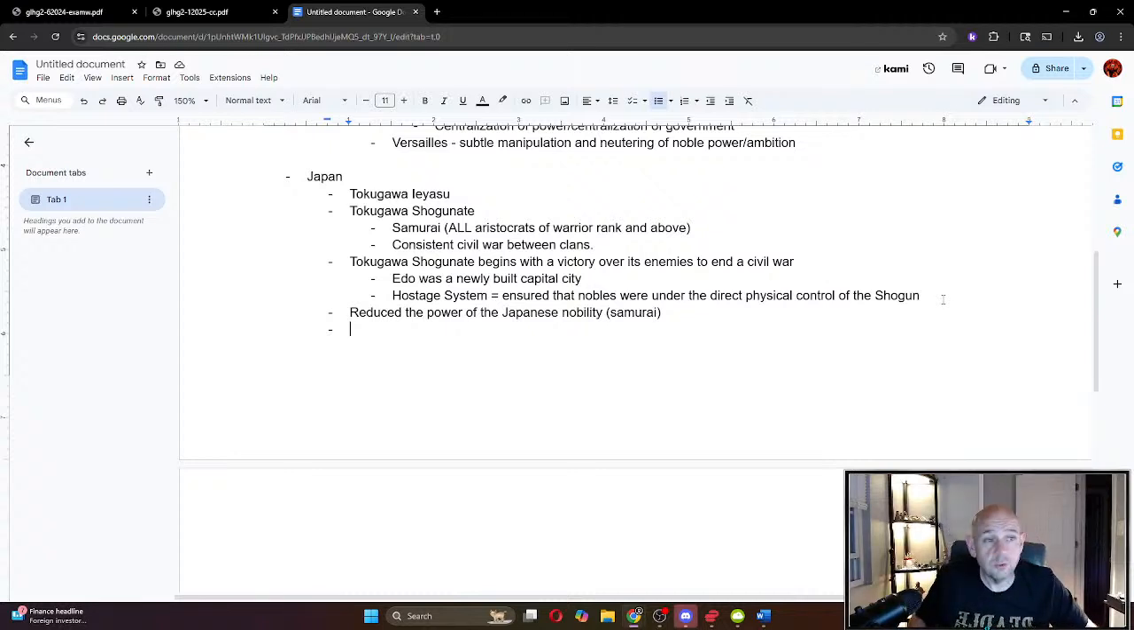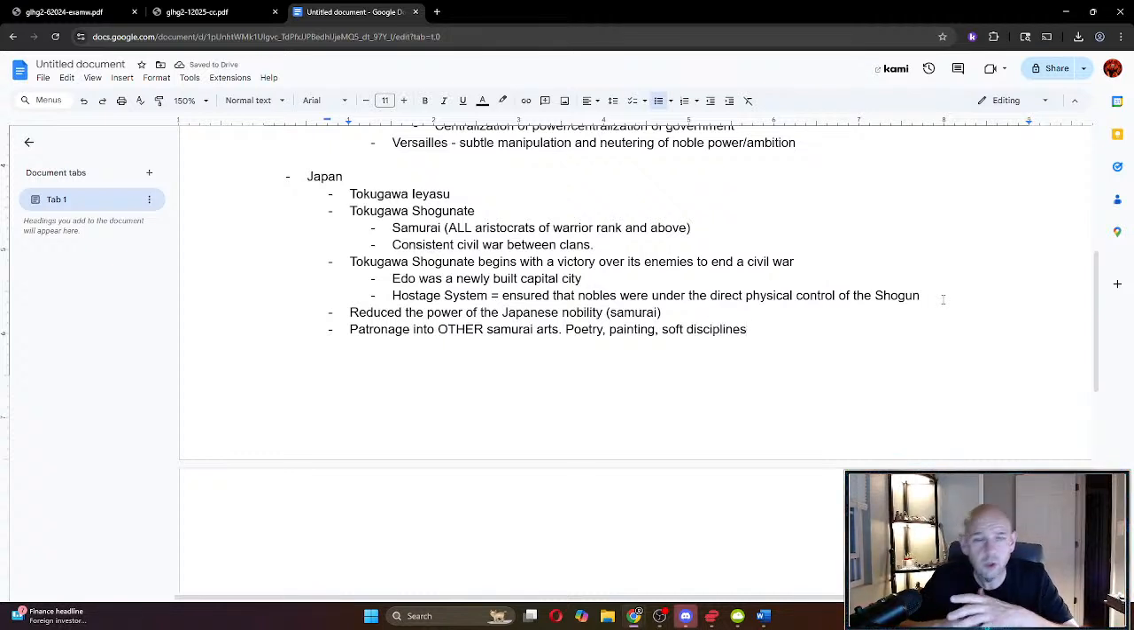And if you didn't get Louis's favor, well, then you fell out of favor. And if you fell out of favor, people ignored you. You fell down the social ladder in a quite real way. Tokugawa didn't exactly do that, but he did start to put a lot more patronage into other samurai arts, things that were not warfare. So, for example, poetry, painting, soft arts, soft disciplines, things that ensured that these warriors were focusing on things that were not exactly war anymore.